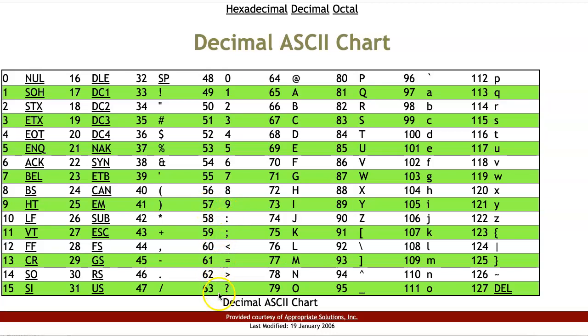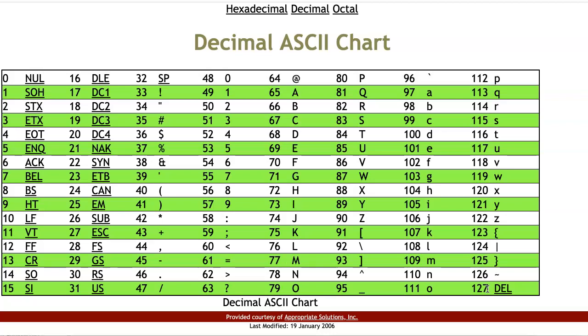Then we squeeze some more punctuation in, and you'll notice that uppercase A begins at decimal 65, and it's alphabetical order until we get to uppercase Z at 90. A little more punctuation, and then lowercase a at 97, up through lowercase z at 122, and then a little more punctuation. Now this takes us up to 7 bits. These are the characters we use in the United States.